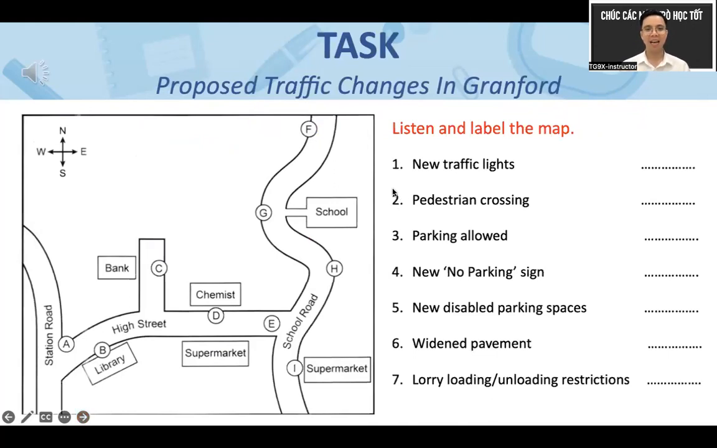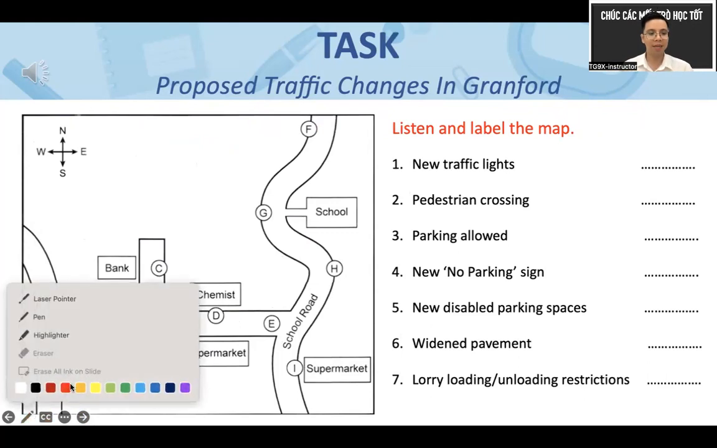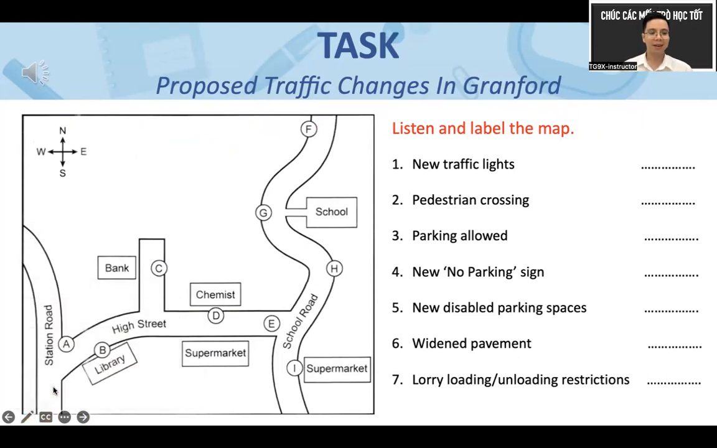So now, I think you are ready to listen and label these things on the map. In order to help you do this effectively, please follow the order of these questions. Don't follow A, B, C. Okay, you need to follow this.